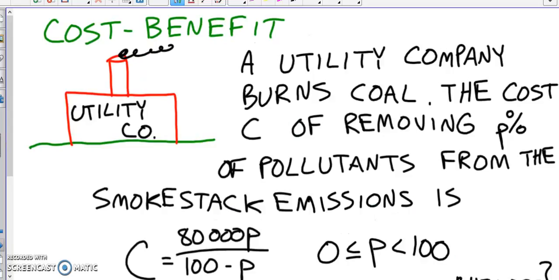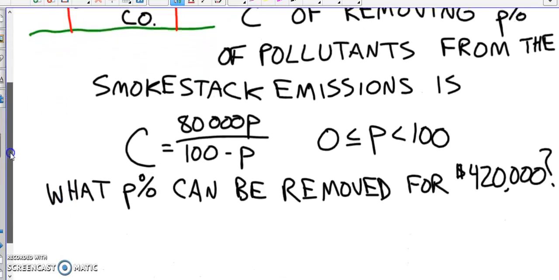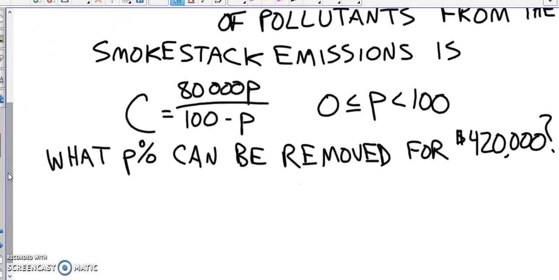Cost benefit. So a utility company burns coal. The cost C of removing P% of pollutants from the smokestack emissions is given by this equation right here, where P is between 0 and 100. Well, that makes sense because you can't remove less than 0% of the pollutants. And you're never going to be able to remove 100% of the pollutants because, I mean, let's be real, burning coal is dirty. So, what percent P can be removed for $420,000? Well, this right here is a cost.